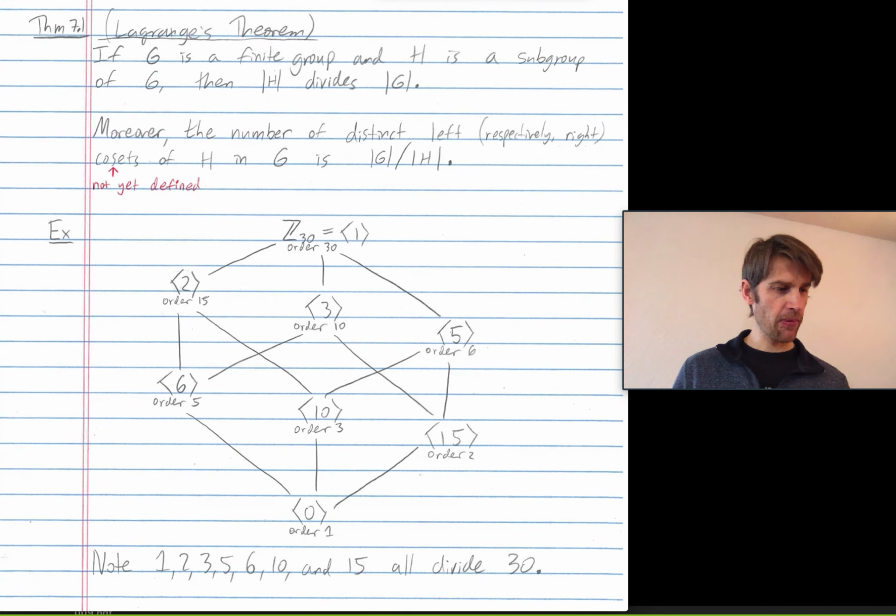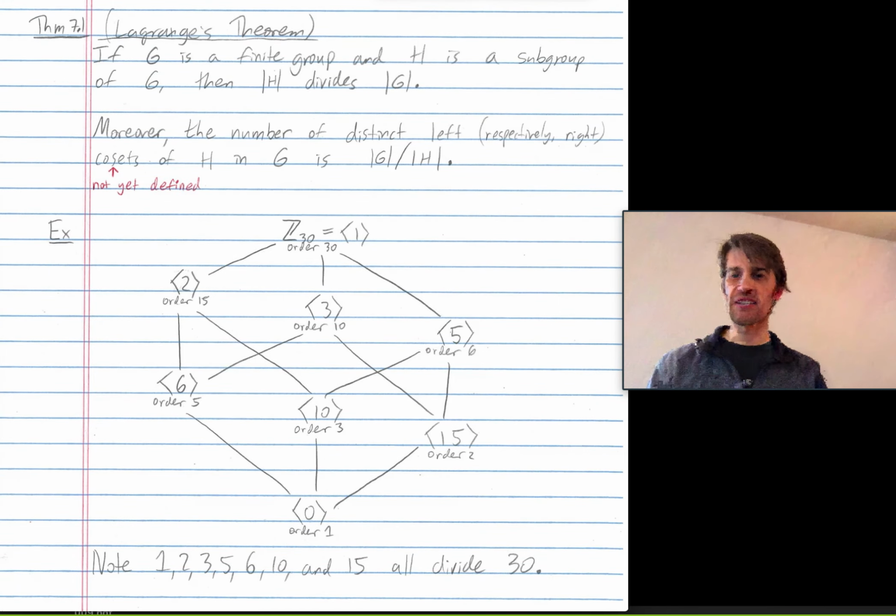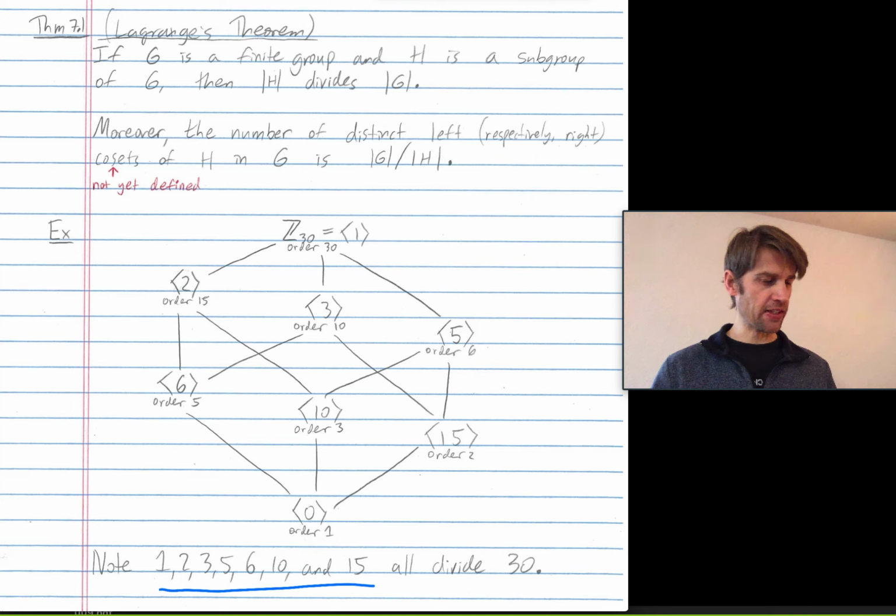Okay. So Lagrange's theorem again says that if G is a finite group and H is a subgroup, then the order of the subgroup divides the order or size of the larger group. Here are all the subgroups of Z mod 30. Their sizes are 1, 2, 3, 5, 6, 10, and 15. And all of those divide the size of Z mod 30, which is 30.